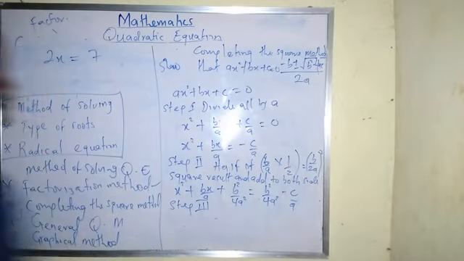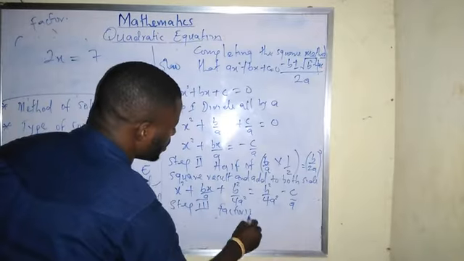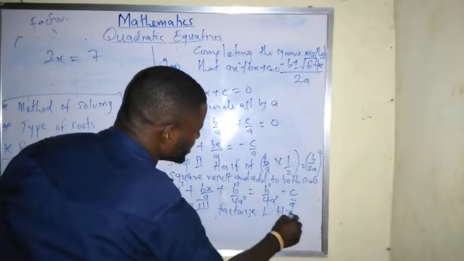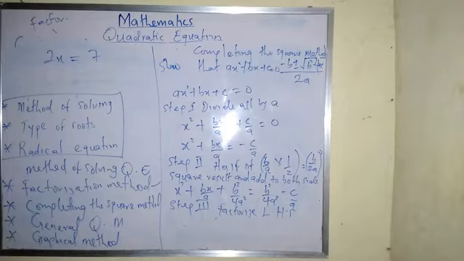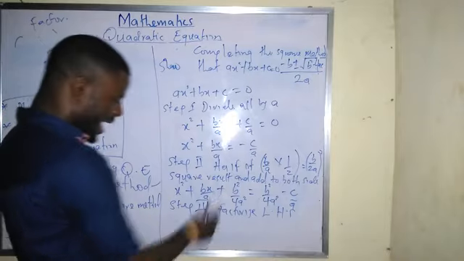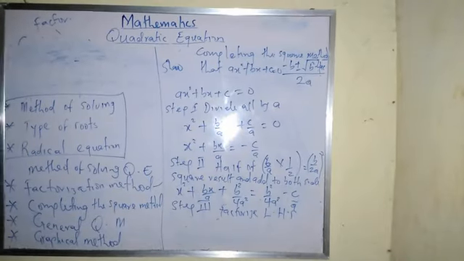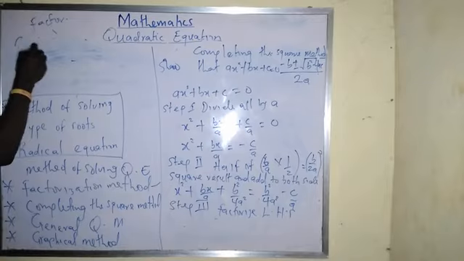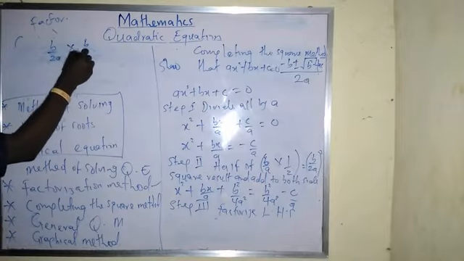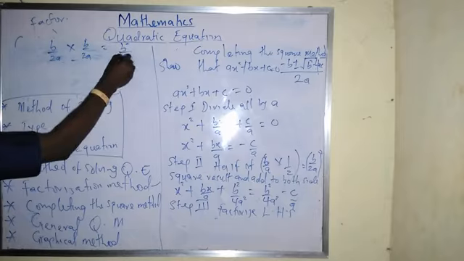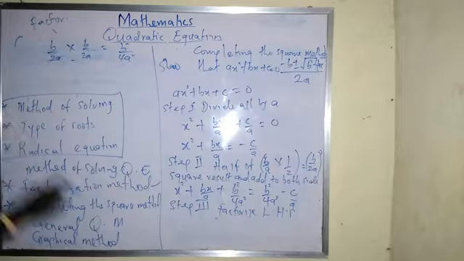Step 3. Factorize the left hand side. Very, very important. How do I factorize this? I think we have done that. What number can we multiply to get this, and the same number I will add to get this? If I test b all over 2a times b all over 2a, it will surely give me b squared all over 4a squared. Yes.